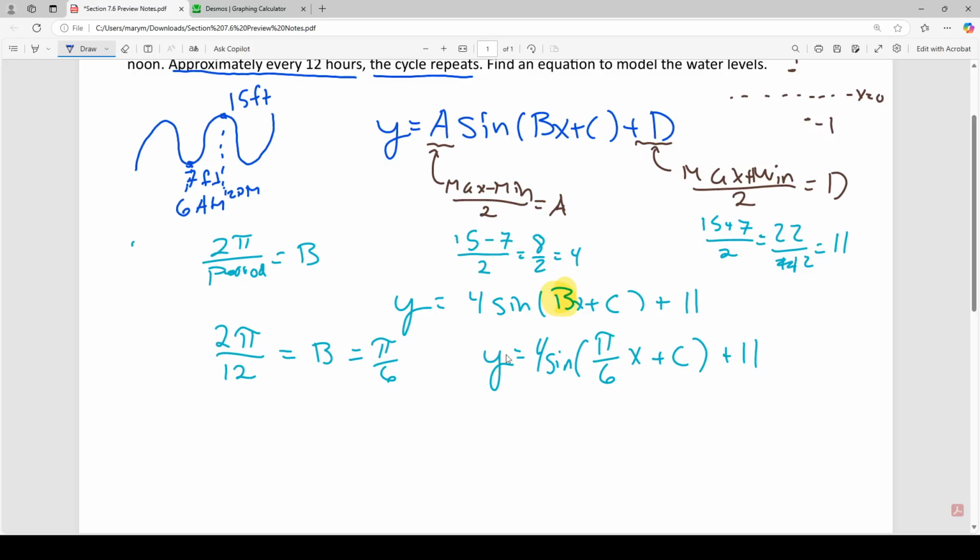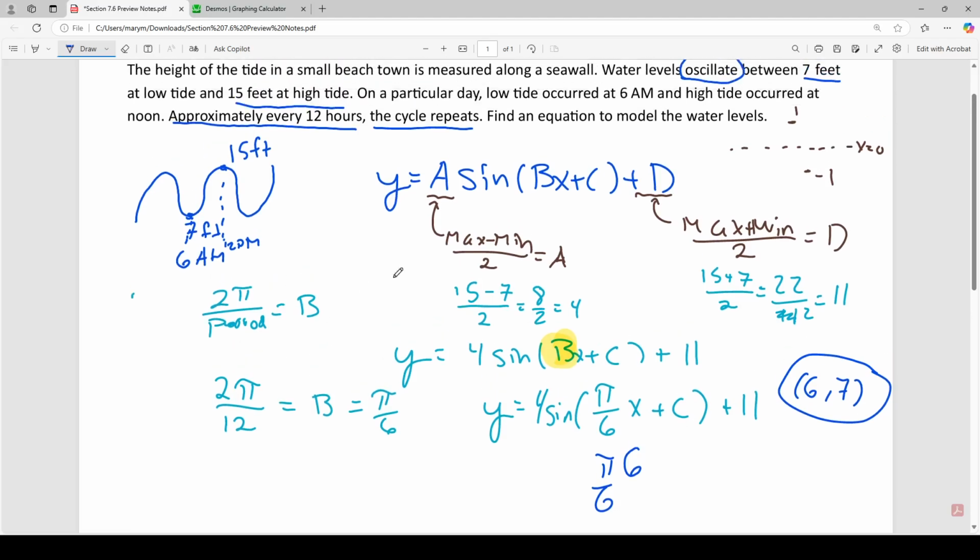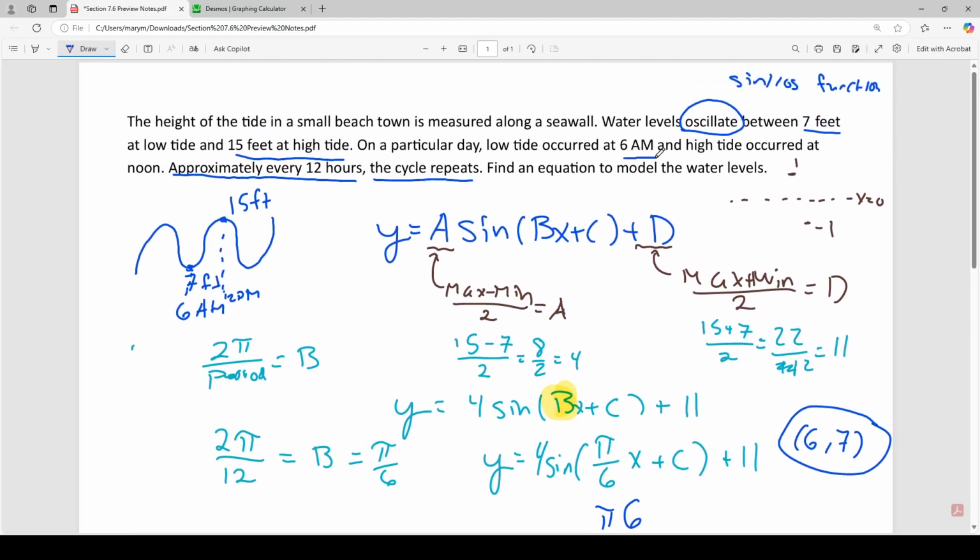So let's plug in that we know that at 6 a.m., so I'm just going to measure time as time since midnight, so 6 corresponds to 6 hours later, times pi over 6. We know the tide is 7. So I'm going to plug in the 7. Where did I get the 7? At 6 a.m., we have a low tide, and they previously defined the low tide to be 7 feet. So I know I've got a 7.